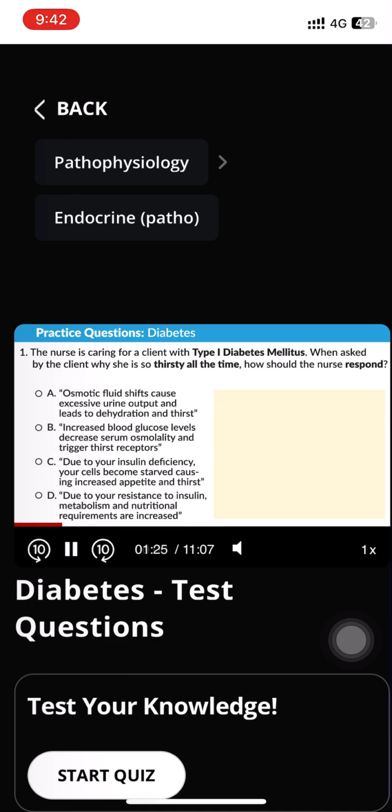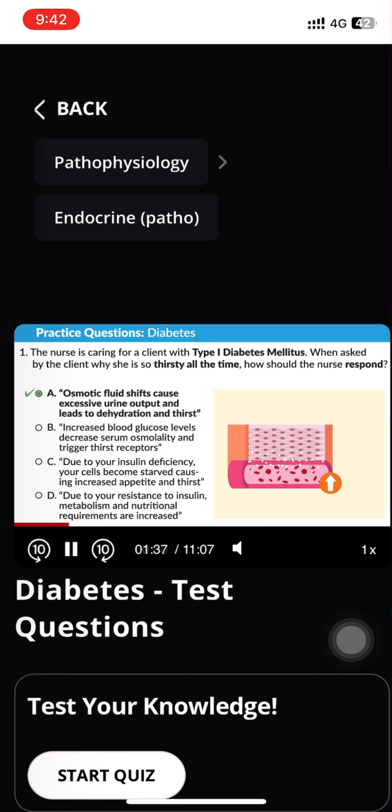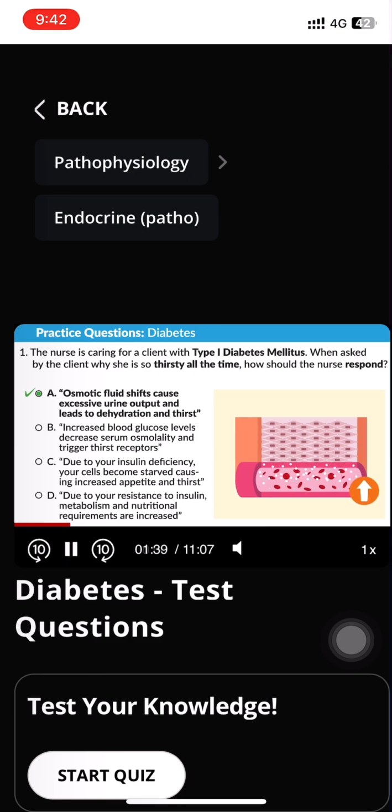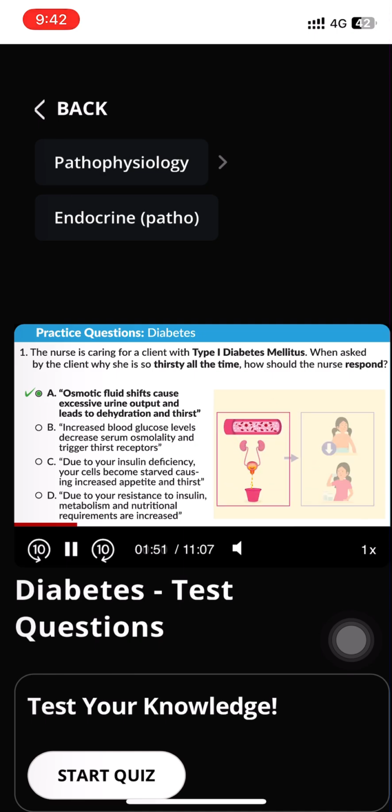Okay, now let's look at the options here. So option A, osmotic fluid shifts cause excessive urine output and leads to dehydration and thirst. Yes, this would be the most correct here. The increased osmolality within the blood, basically fancy words for blood thickness, causes fluid shifts within the body to balance or dilute that thick, sugary blood. And excess urination leads to dehydration and thirst.